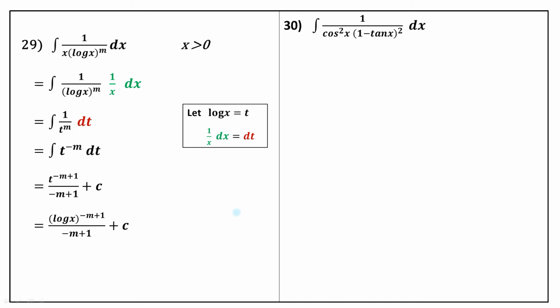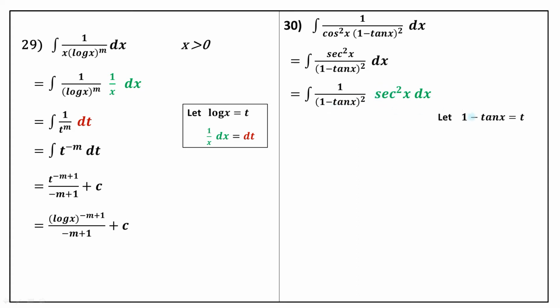Here we have 1 by cos square x into (1 minus tan x) the whole square. So the integration of this. Now first thing, we'll write 1 by cos square x as secant square x. Now definitely we can make out that tan x differentiation is secant square x. So we have secant square x into dx. So that will be the derivative. So definitely we have to take 1 minus tan x as t.